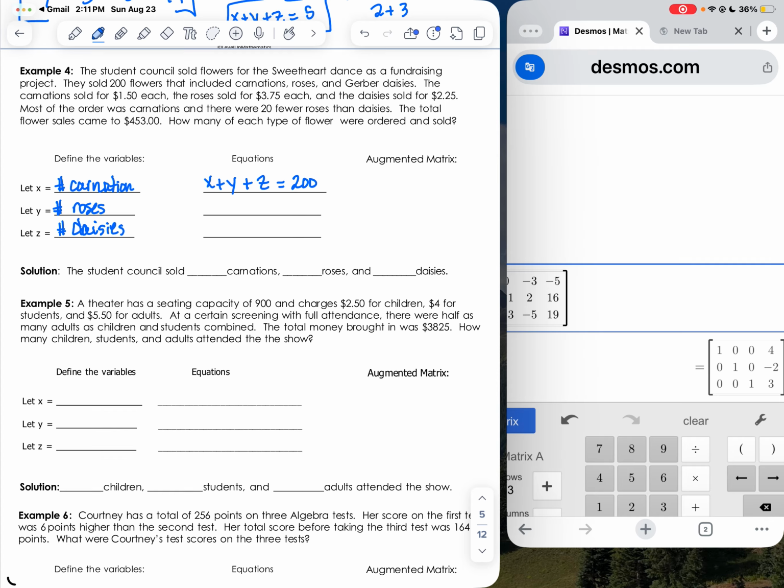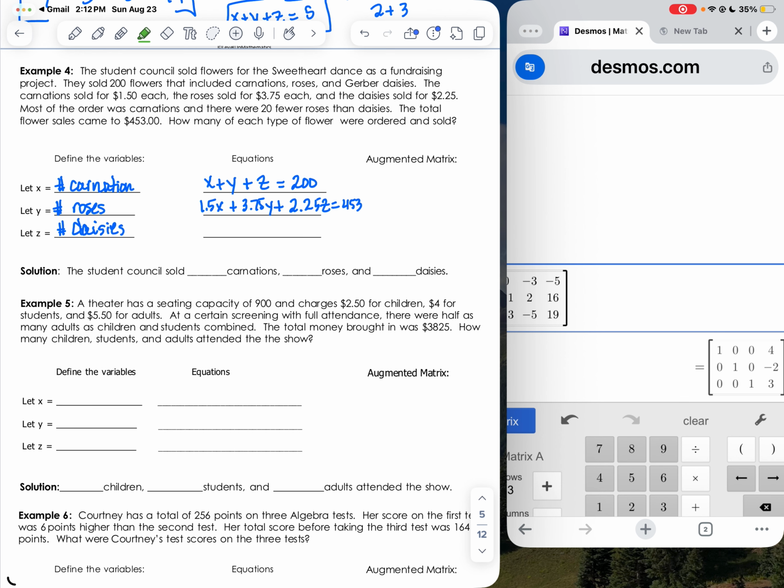Now we're going to write an equation for the value of each flower. So let's see. It said the carnations were $1.50 each, so 1.5x. The roses were 3.75y, and the daisies were 2.25z, and the total of the flowers came to $453. Now, this next equation is the one people have the most trouble with.